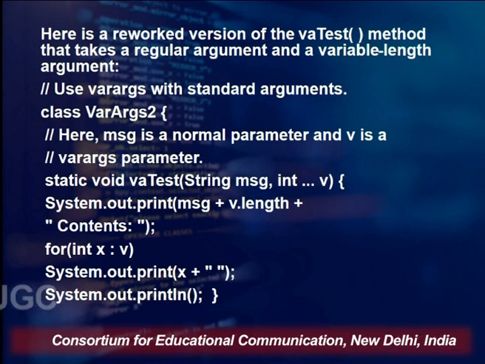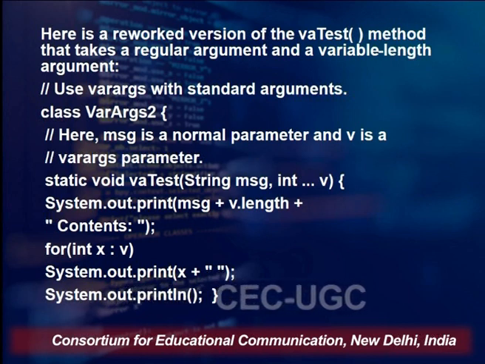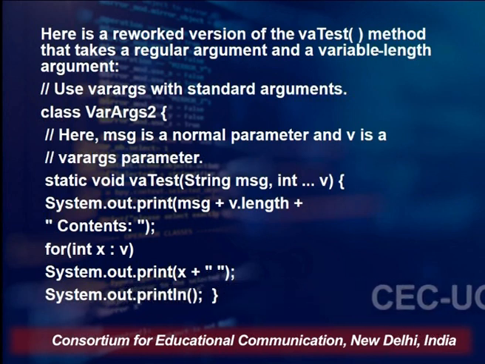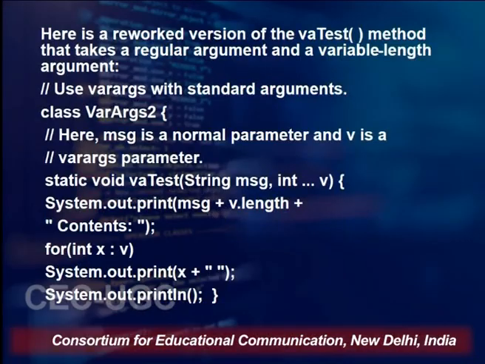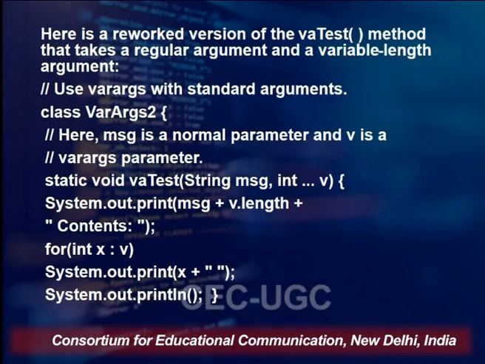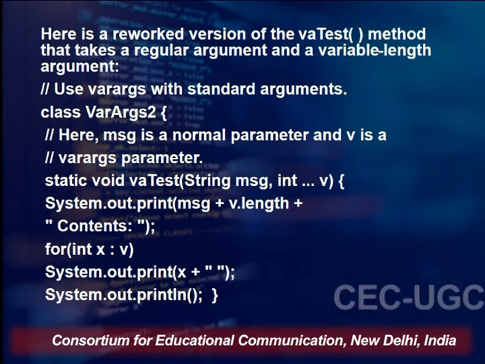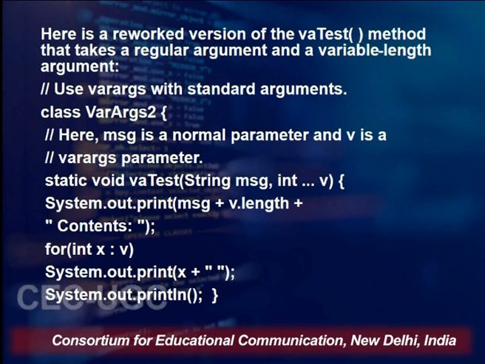Then within this System.out.println, we have the same kind of body of the method that we have been using since the previous two programs, but here we have also used this message. So message plus v.length plus the contents, and for int x, that means for all x in v, we are going to print this x. And here this varTest method is actually ending.